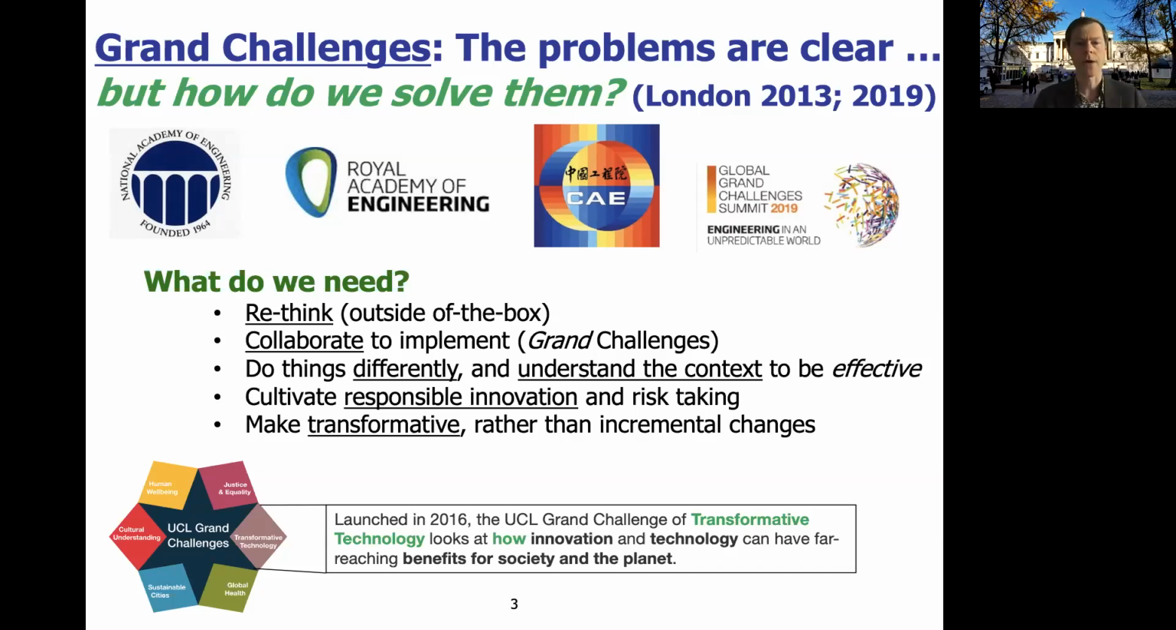And so at UCL, one of our 6 grand challenges is the one on transformative technology, which I chair together with a colleague in the social sciences. This really thinks more broadly about how innovation and technology can have far-reaching benefits for society and the planet. Because at the end of the day, as engineers, we try to solve problems for society. So, you know, you're interested in chemical engineering.